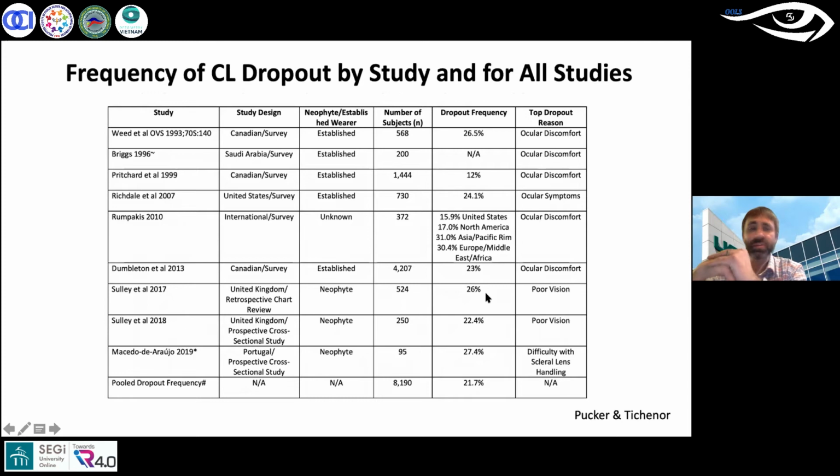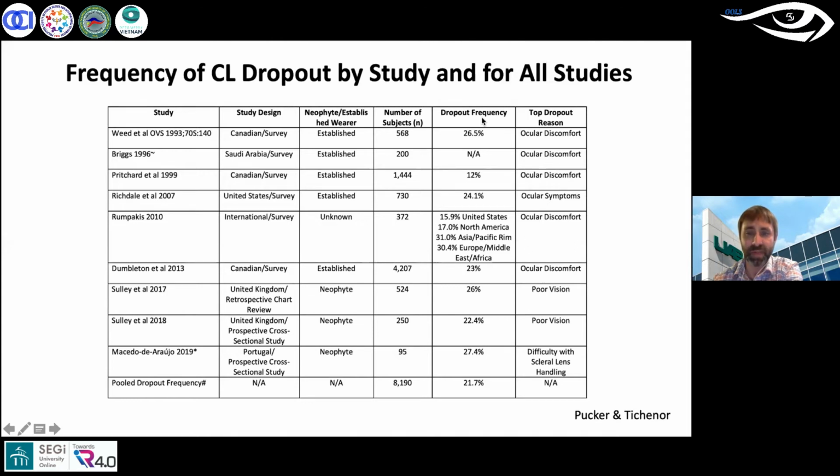I've gotten really interested in this over the last several years, and I just published a review paper on this topic. I know this is a busy figure or table, but I just want to highlight that there are several studies that have been done on contact lens dropout, and in every case where they're looking at established contact lens wearers, the reason for contact lens dropout is ocular discomfort. There are a couple studies on new wearers or neophyte wearers, and in that case, poor vision was the top reason. But in general, once you become a contact lens wearer, you've worn them for a little bit, discomfort is why you stop wearing lenses.